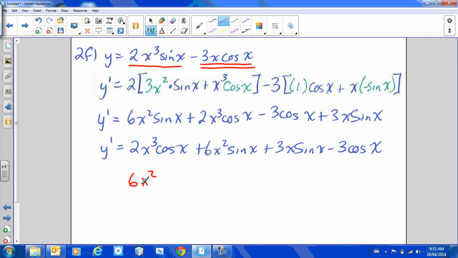So there's my derivative times the 2 with the sine x. And then over here, plus the 2 times the derivative here. So 2x cubed left alone times the derivative of sine x, which is the cos x. And of course, we see that that's what we get in this line here anyways.